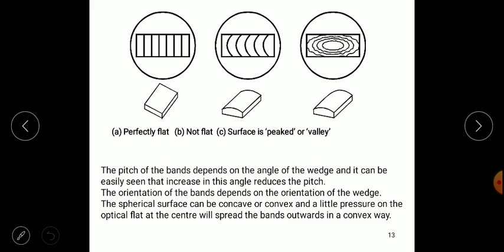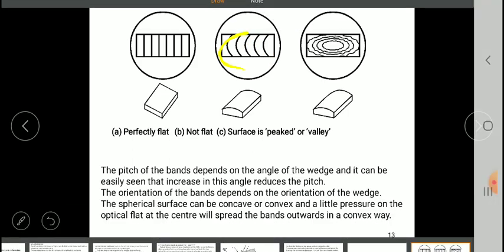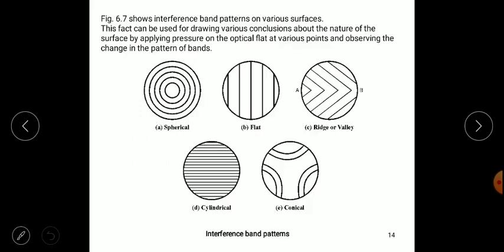Now based on the shape of the fringes, we can identify what type of surface it is. So two examples are shown over here. Perfectly flat will show straight lines on the optical flat, whereas not flat, may be convex, concave or valley type, will show some sort of spherical or circular pattern. So based on that we can identify this.